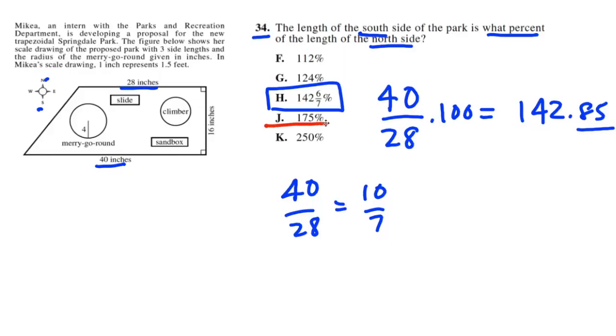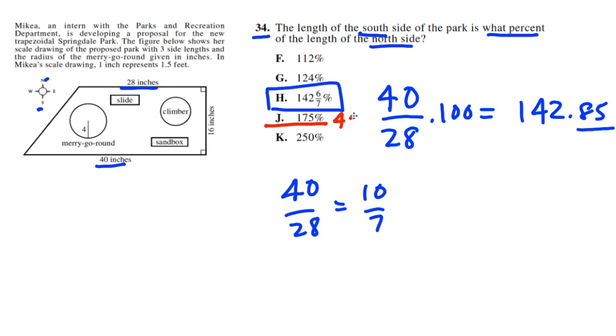And we can convert that to 142 and 6/7, which is a weird thing to do, so you may not like the fractions. One way to do this problem is to work backwards. You take your calculator and you take an answer choice like 175%. Well, we know 175% is 1.75. So 1.75 times 28 is equal to 49. Well, that's longer than our 40 inches.